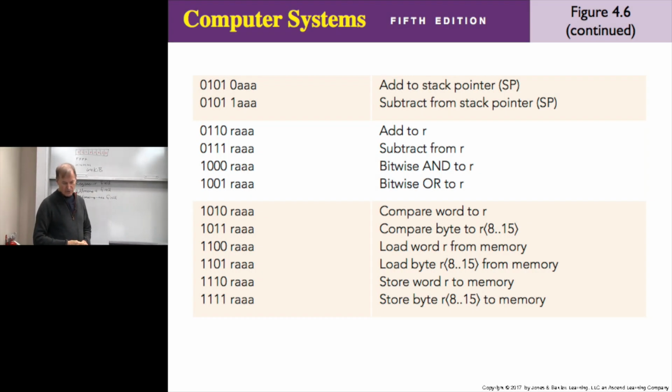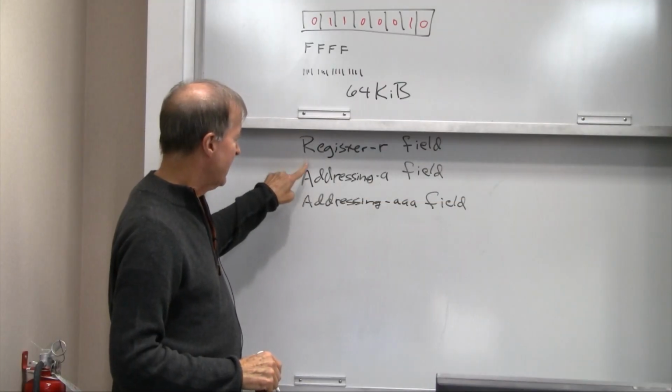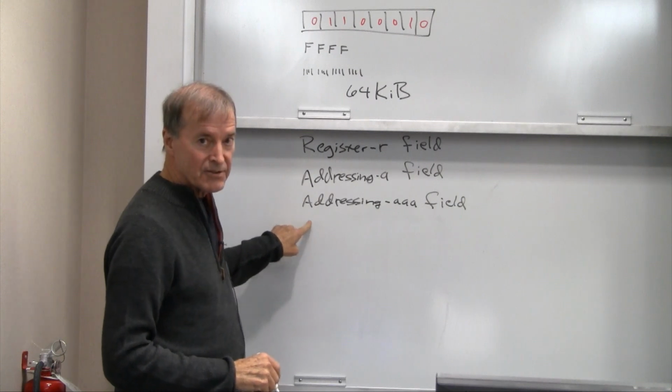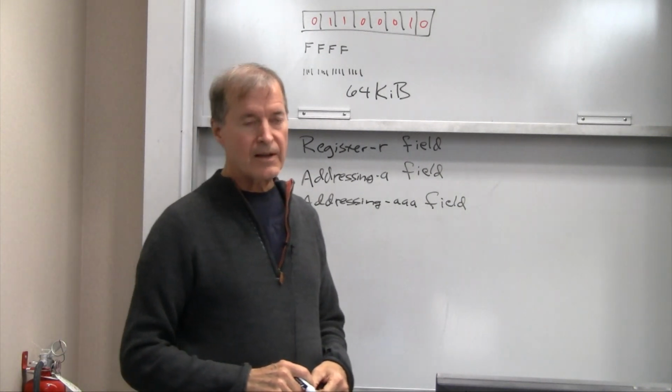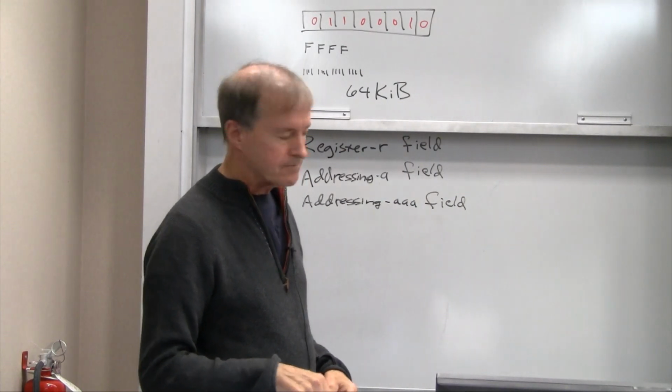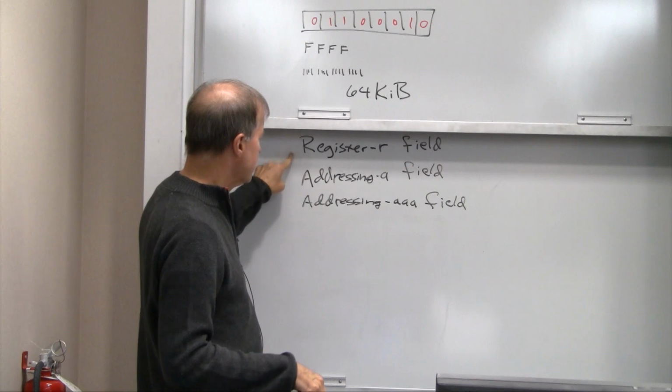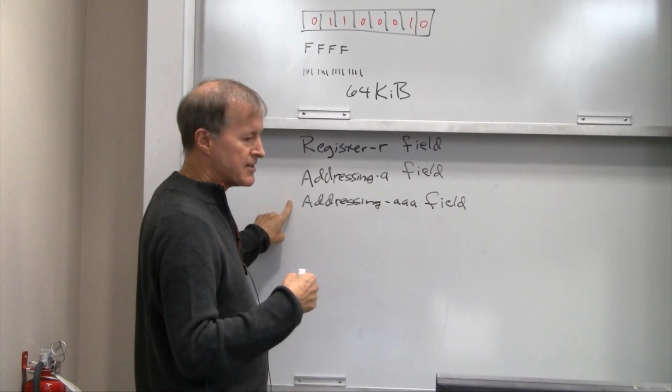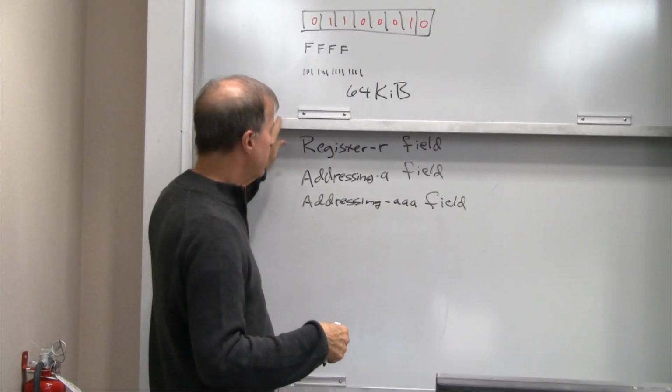And let's do one more. Let's do load word R from memory. What is that? 1100 what? R AAA. So the R is the what? Register R field, and the AAA is the addressing AAA field. Does everybody see how that works? Now, all these bits that specify these fields, the bits in front of them are called the opcode.